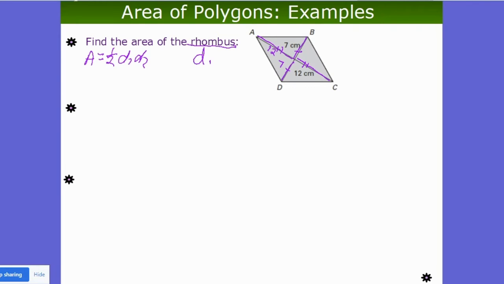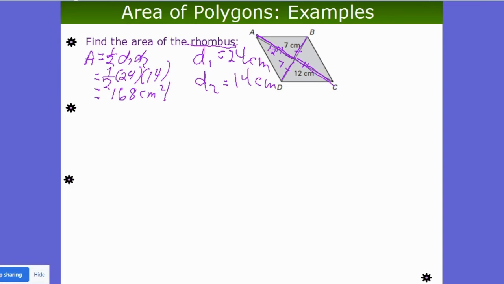If we're given this one is 7 centimeters, then this one will also be 7 centimeters. And if this one is 12 centimeters, then so is that other piece, because they're congruent. You choose whichever one is D1 or D2. So if I choose this one as D1, it's 12 plus 12, or 24 centimeters. And D2 is 7 plus 7, or 14 centimeters. So now I know what to substitute in, which is 1/2 times 24 times 14. Put that in the calculator or figure it out on your own if you're that good. I believe that is 168, and these are square centimeters.